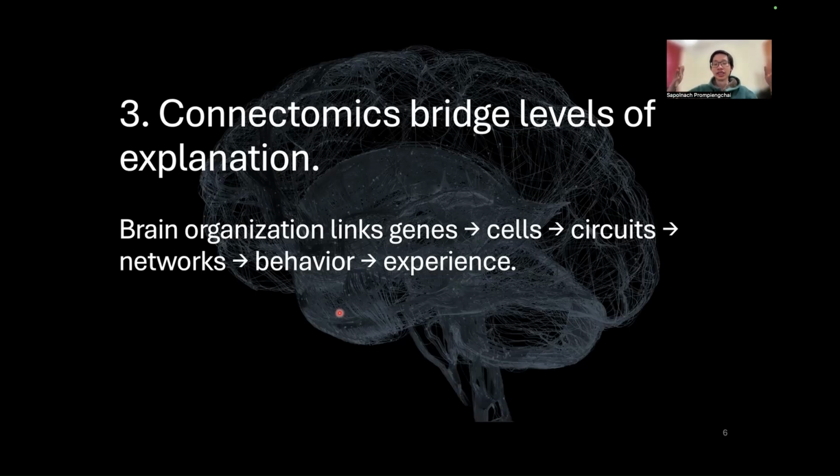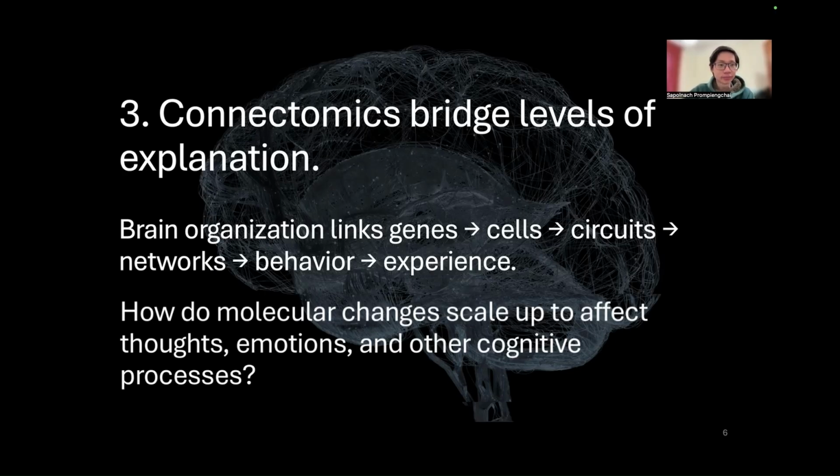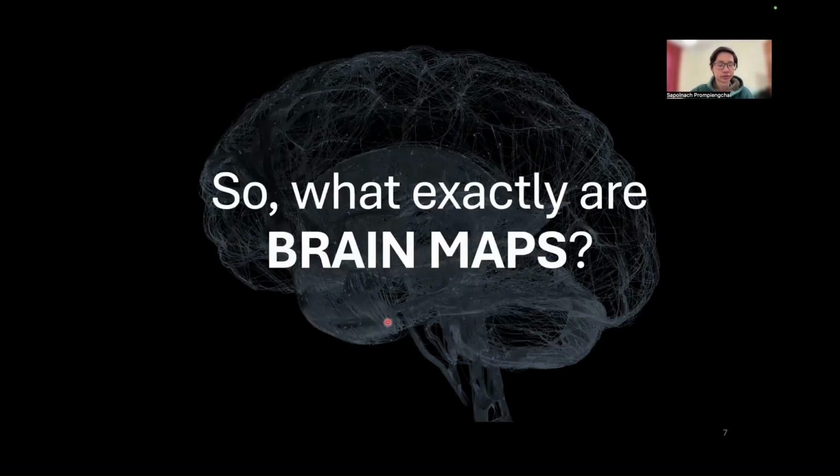And because we have such a large-scale comprehensive data set, you can infer some kind of circuits and networks from it. And of course, the point of building these connectomes is that hopefully we can infer how the structural organization of the brain informs our behavior or our experience. So as you can see, connectomics bridges levels of explanation. An example research question is how molecular changes scale up to affect thoughts, emotions, and other cognitive processes.